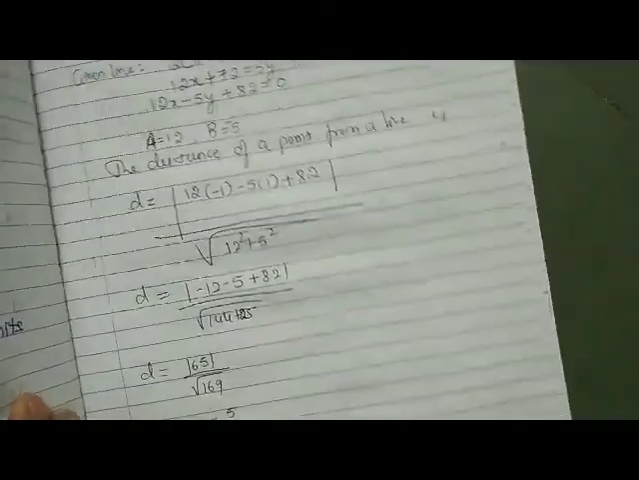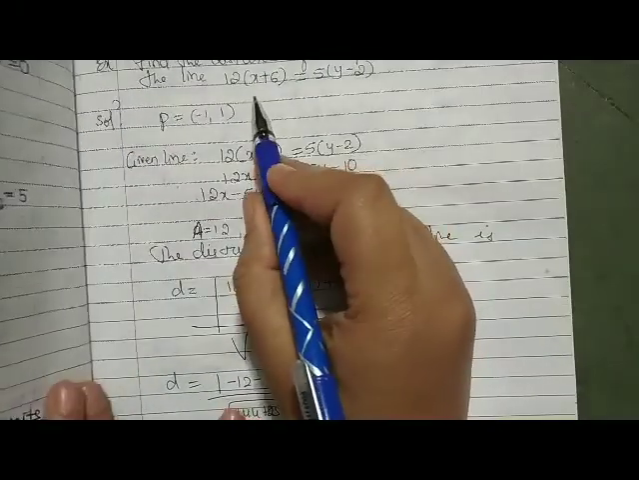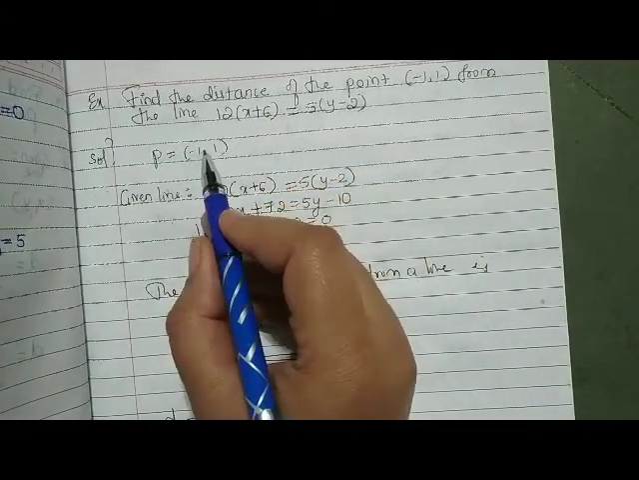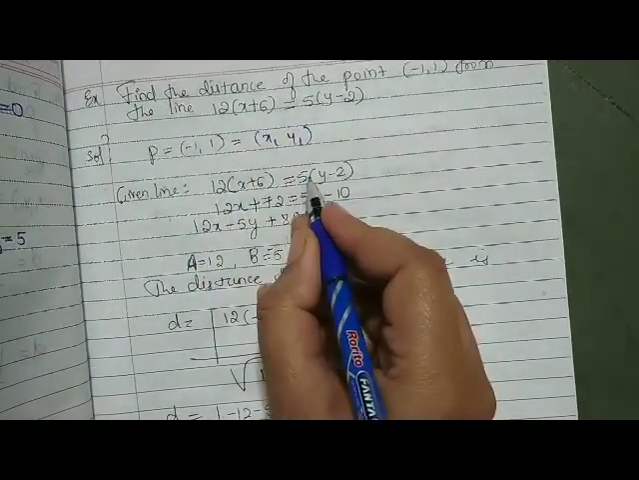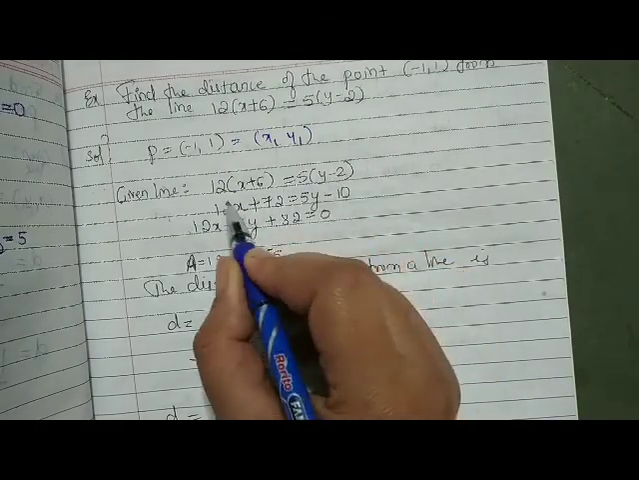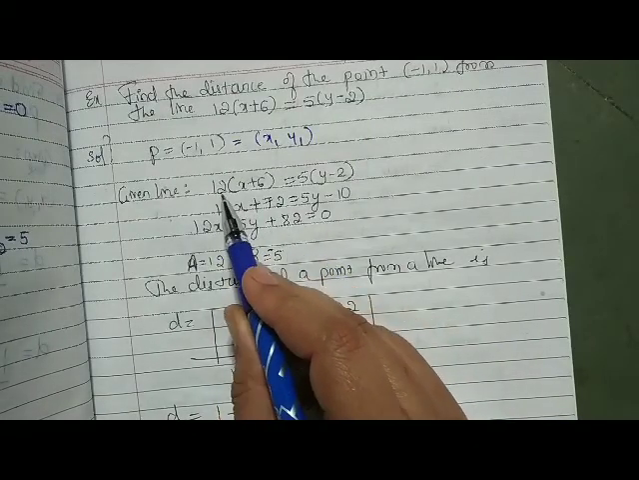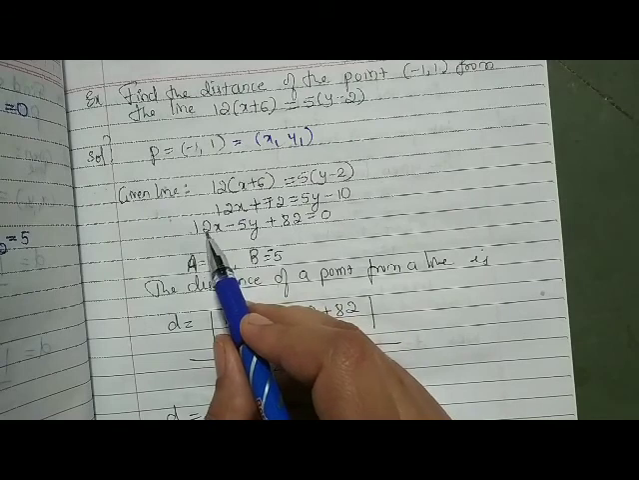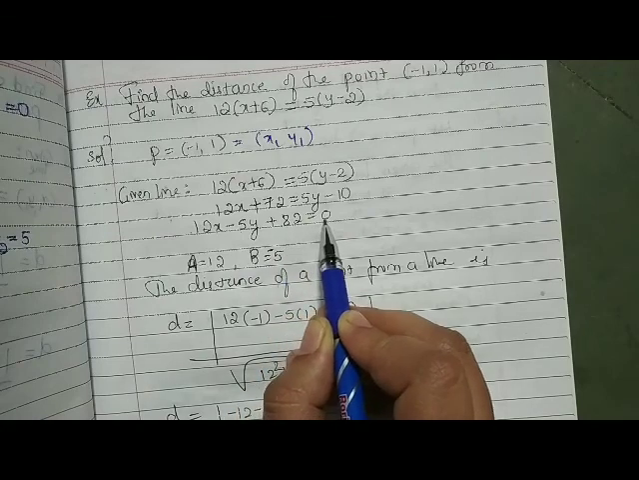Next example. Find the distance of the point minus 1 comma 1 from the line 12 into x plus 6 is equal to 5 into y minus 2. So given point is minus 1 comma 1, which is x1 y1, and the given line is 12 into x plus 6, which is equal to 5 into y minus 2. Simplify it and bring it in the form of ax plus by plus c is equal to 0. 12 into x is 12x plus 12 into 6 is 72, which is equal to 5y minus 10. So 12x minus 5y plus 72 plus 10 is plus 82, which is equal to 0.